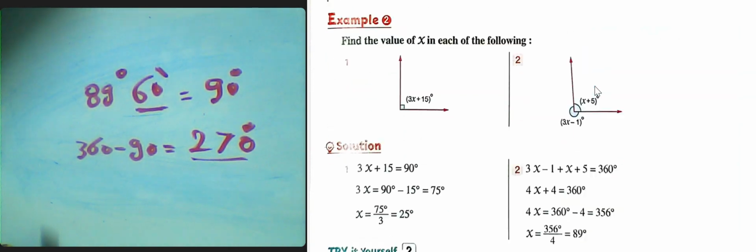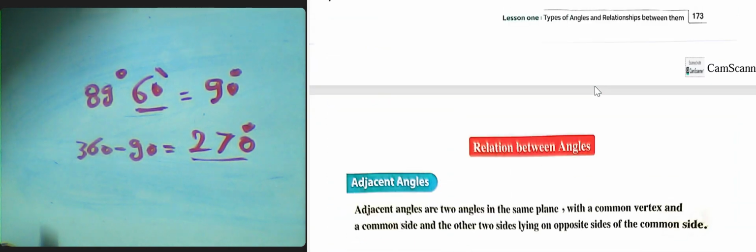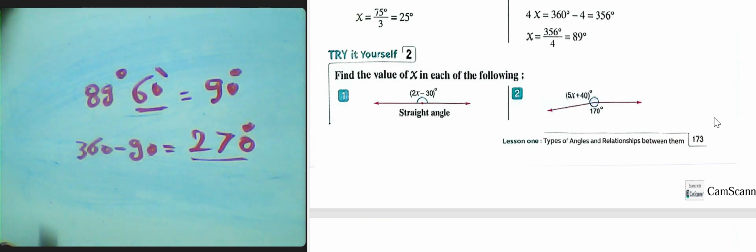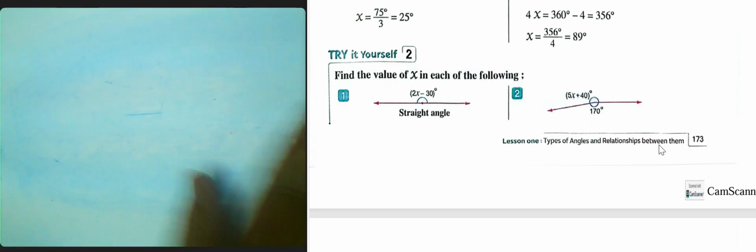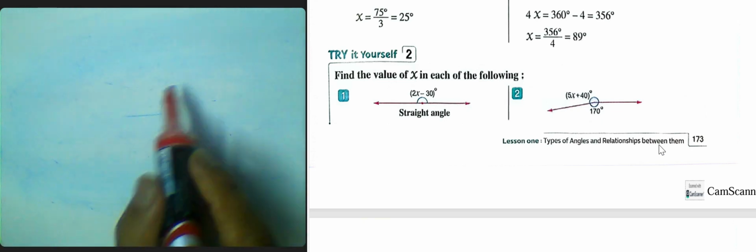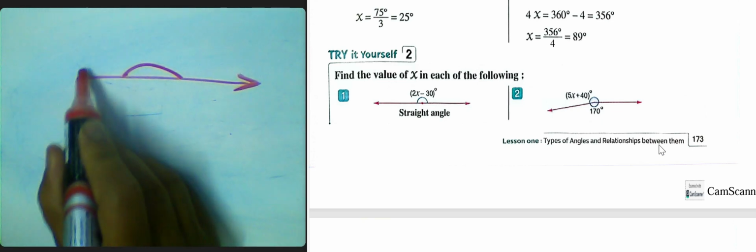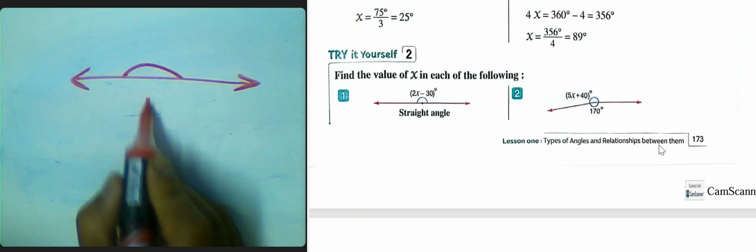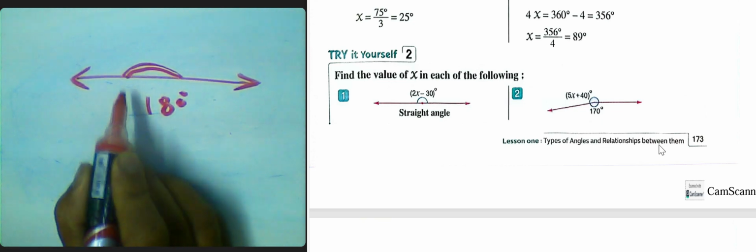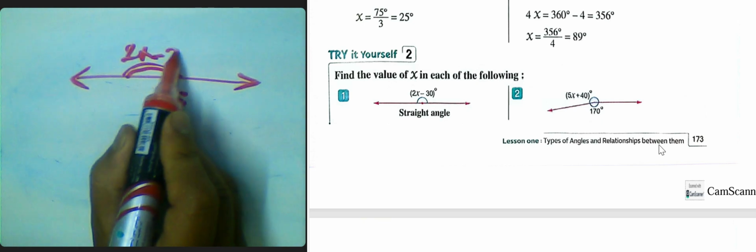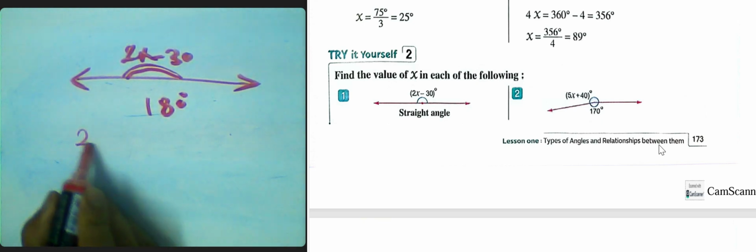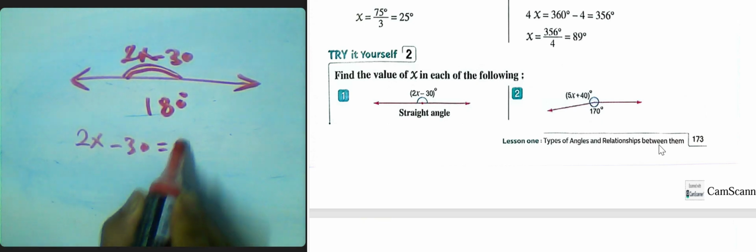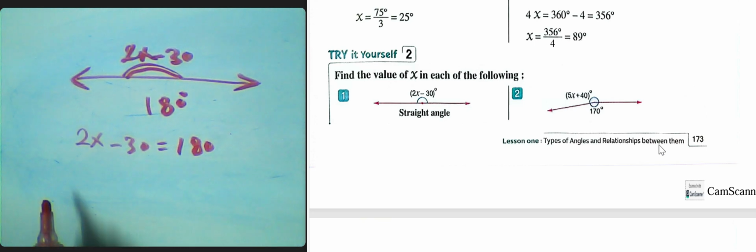Try to resolve number 2 from the book, page 173. Find the value of x in each of the following. We have a straight line, so the measure of this angle will be 180 degrees. We have 2x minus 30, then we can write 2x minus 30 equal 180.